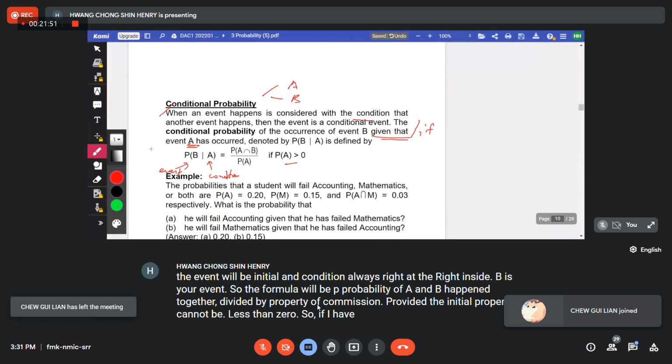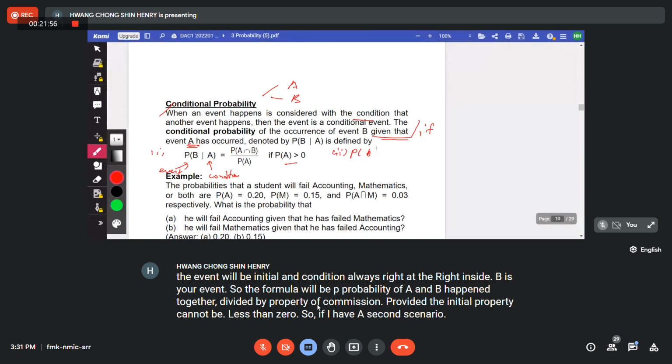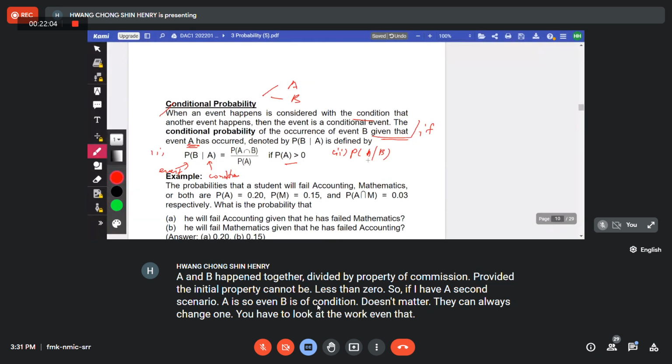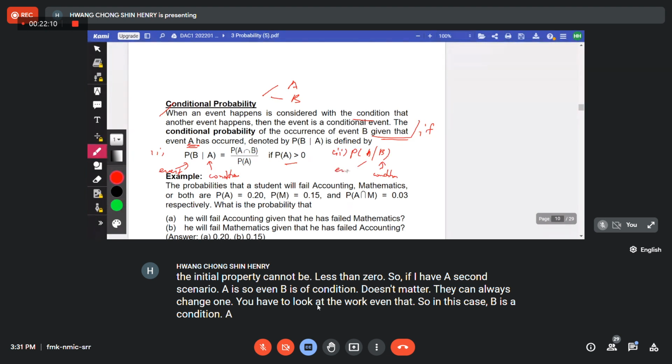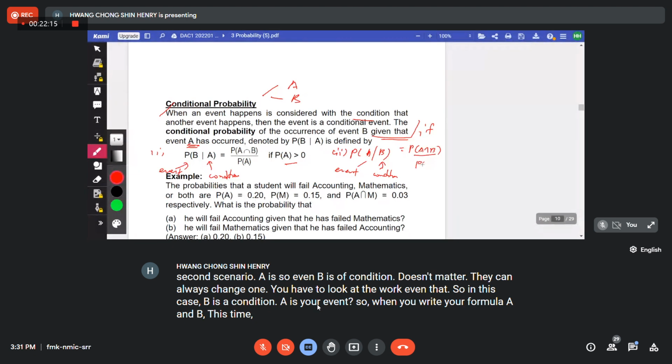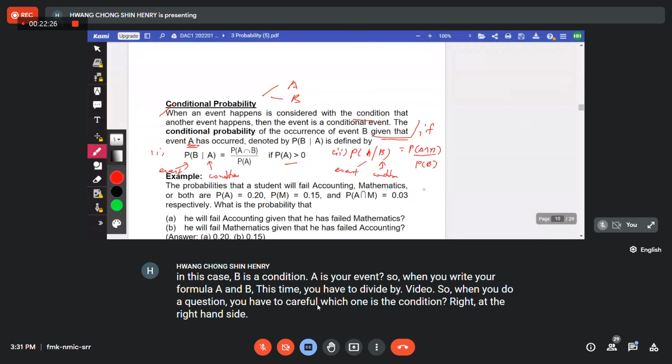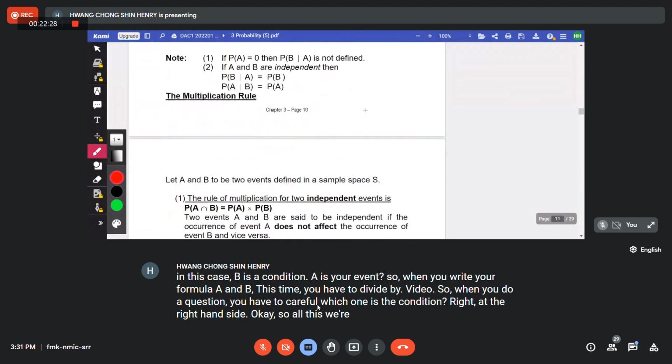So if I have a second scenario, A is your event, B is your condition. Doesn't matter, they can always change. You have to look at the word given there. So in this case, B is your condition, A is your event. So when you write your formula, A and B, this time you have to divide by PB. So when you do your question, you have to be careful which one is the condition. You write it at the right hand side. Okay, so all this we have done already, right?